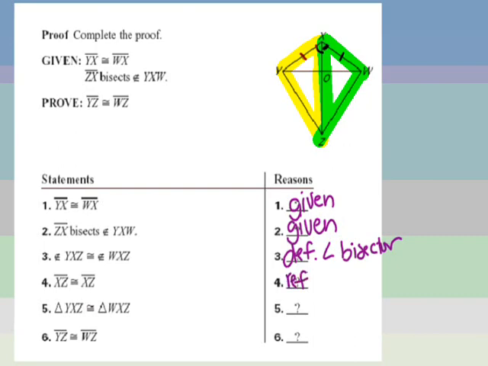Okay, so that is my reflexive property of segment congruence. All right, and now I can say that these two triangles are congruent to each other, and we said that was due to side angle side congruence, which means that, what is the reason I get to say YZ is congruent to WZ?